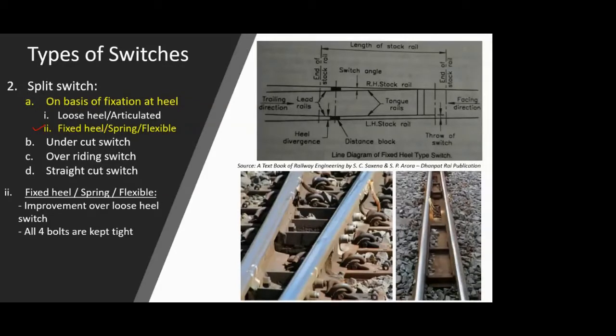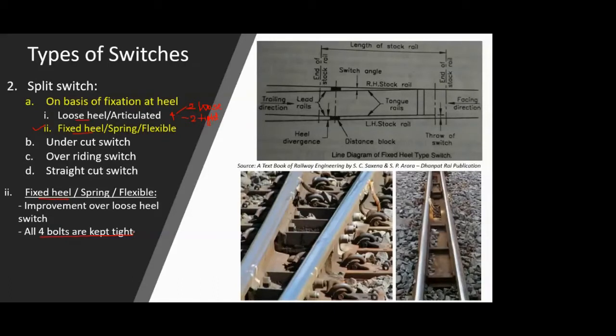Okay. Now you can guess by the name, one was loose heel, the first one, and the other one is fixed heel. The only difference between fixed heel and loose heel is that in case of loose heel, of the 4 bolts, 2 were kept loose to allow some movement, and the other 2 were fully tight. On the contrary, in case of your fixed heel, all the 4 bolts are kept tight.